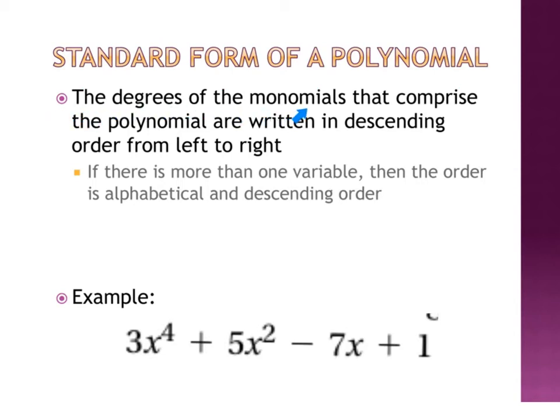So the degrees of the monomials that comprise the polynomial are written in descending order from left to right. If there's more than one variable, then the order is alphabetical and descending order. So here we have 3x to the 4th, 5x squared, negative 7x to the 1, and then obviously the constant at the end. So again, descending order and alphabetical as well. Standard form of a polynomial. And when I ask for an answer on something, always assume I want standard form unless I tell you otherwise. So if you wrote this out of order, like 5x squared plus 3x to the 4th, I'd count it wrong.